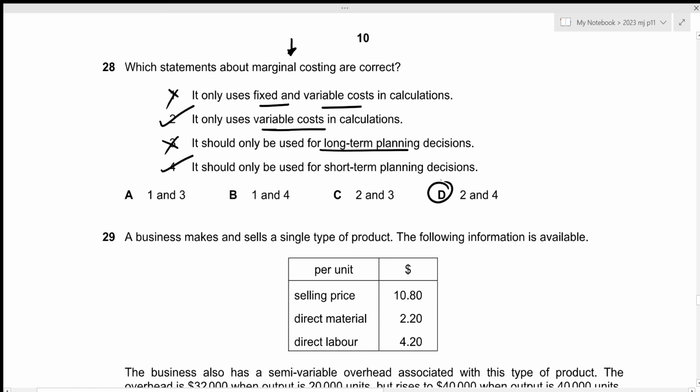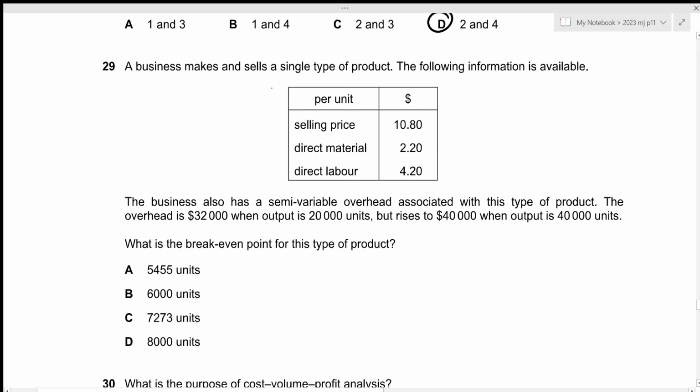Let's move towards the 29th question. A business makes and sells a single type of product. The following information is available. We are given the selling price, direct material, and direct labor per unit. The business also has a semi-variable overhead associated with this type of product. The overhead is 32,000 when output is 20,000 units, but rises to 40,000 when output is 40,000 units. So we just need to figure out the variable cost as well as the fixed cost for this.